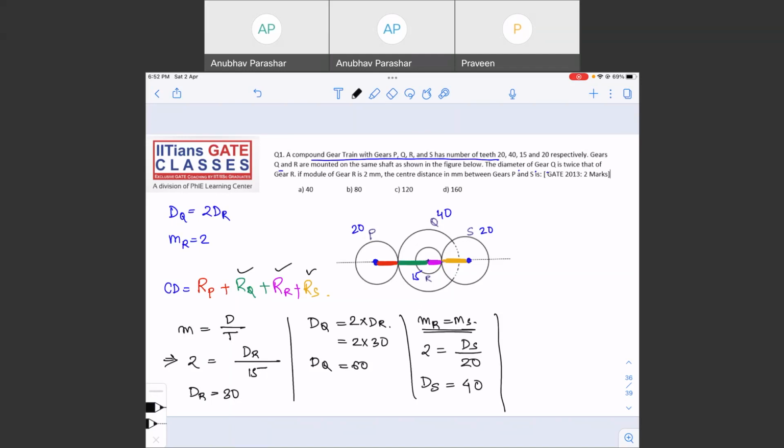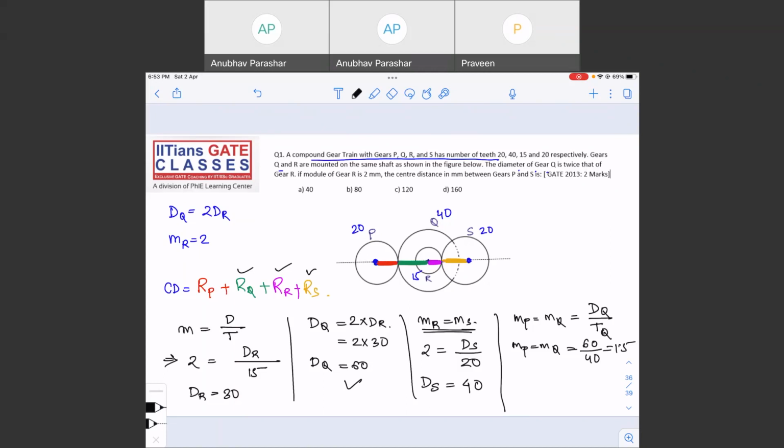How to find the diameter of P? For that, if I can get the module of P, it will be very good. The module of Q is equal to the module of P, because P and Q are mating with each other. What is the module of Q? Can I say the module of Q is the diameter of Q by the number of teeth on Q? So the module of P is equal to the module of Q, which is the diameter of Q, I have already found out 60, and teeth on Q is 40. So 60 by 40 is equal to 1.5, right? So the module of P is 1.5.